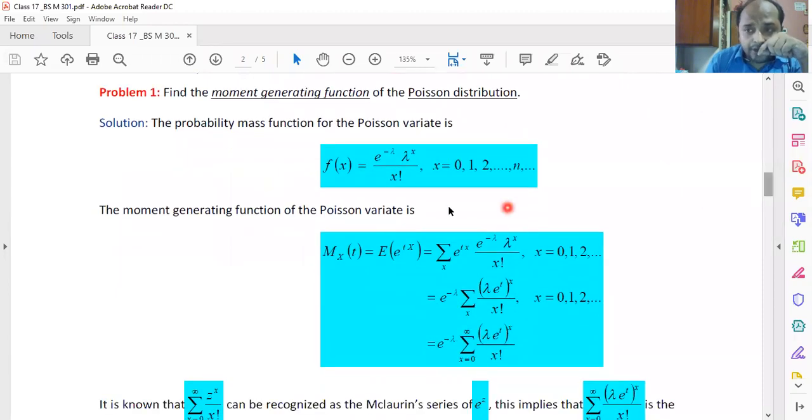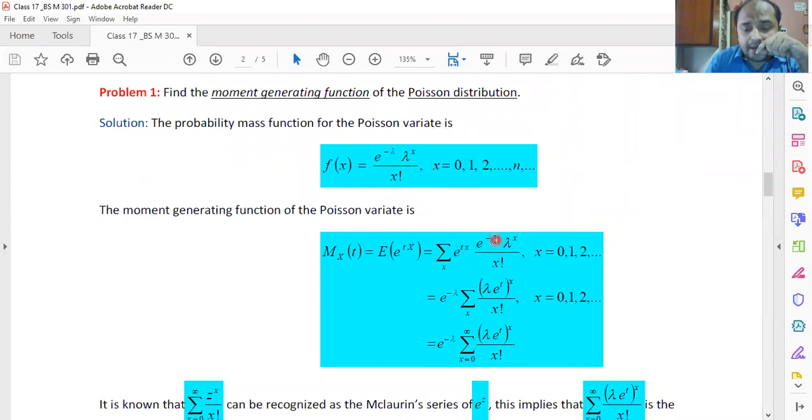Now, according to the definition, the moment generating function of the Poisson variate will be Mx(t), expectation of e to the power t capital X. And that will be defined as, by the definition which I have discussed above, summation x, because capital X Poisson variate is discrete, summation x e to the power tx, and f(x) will be replaced by the Poisson variate's probability mass function.